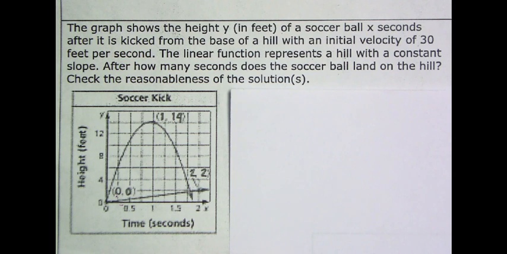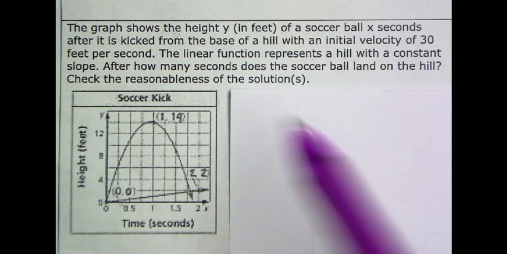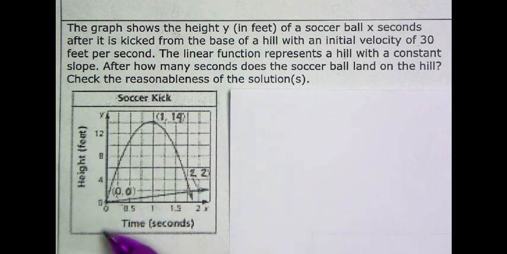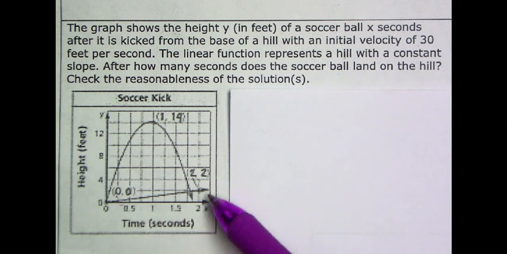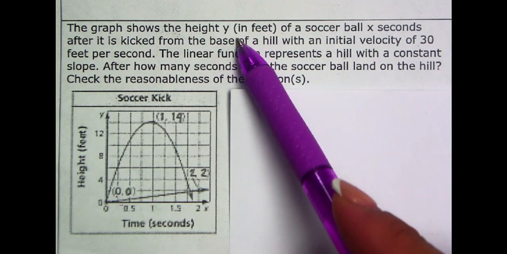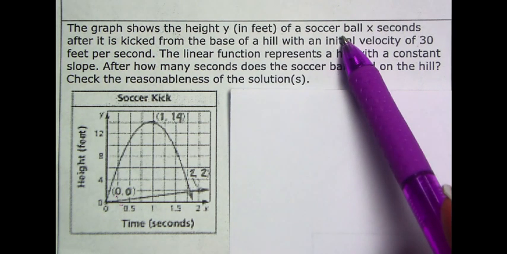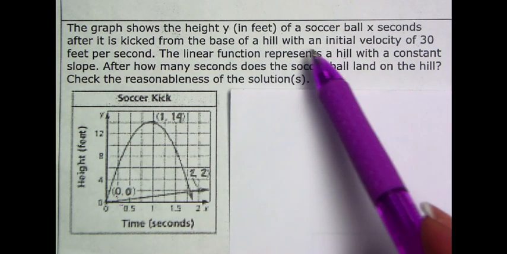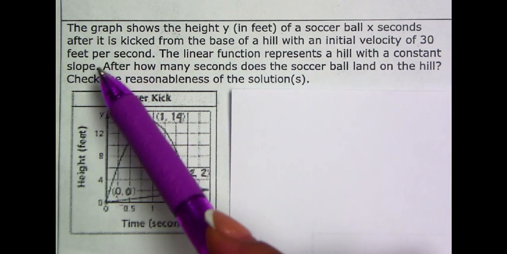Hey students, in this third example formulating systems of linear and quadratic equations, we are going to talk about a problem that talks about a soccer ball being kicked over a hill. So the graph shows the height of y in feet of the soccer ball and the x seconds after it is kicked from the base of a hill with an initial velocity of 30 feet per second.